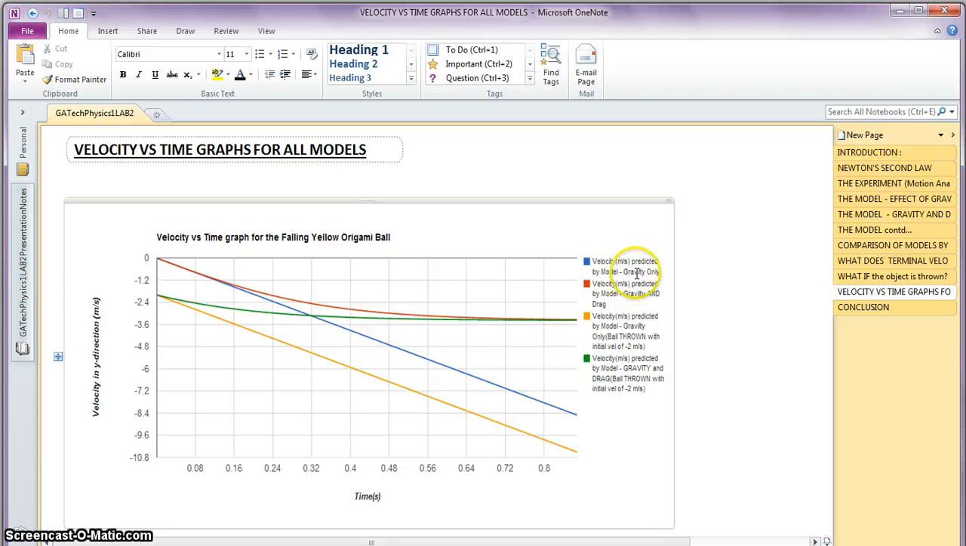Velocity predicted by model with gravity only in blue, velocity predicted by model for gravity and drag in red. The yellow one shows gravity only when the ball is thrown versus dropped from rest, and the green graph shows the predicted velocity for gravity and drag model when the ball is thrown.